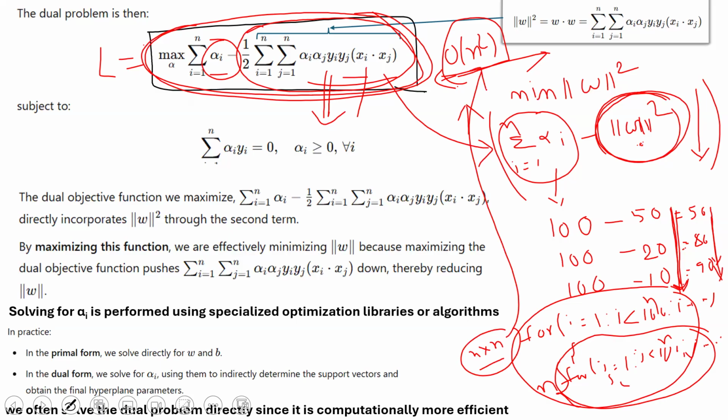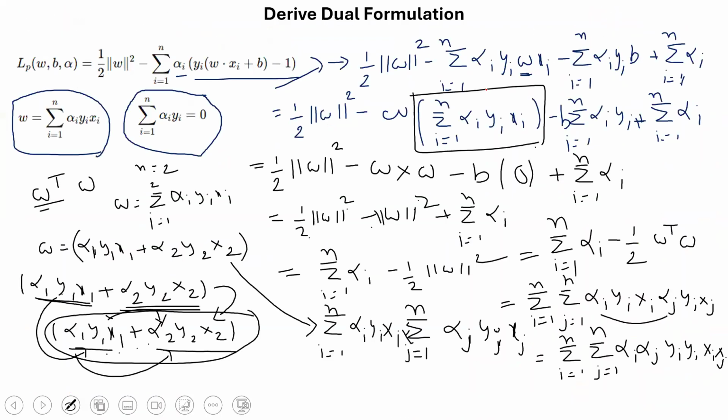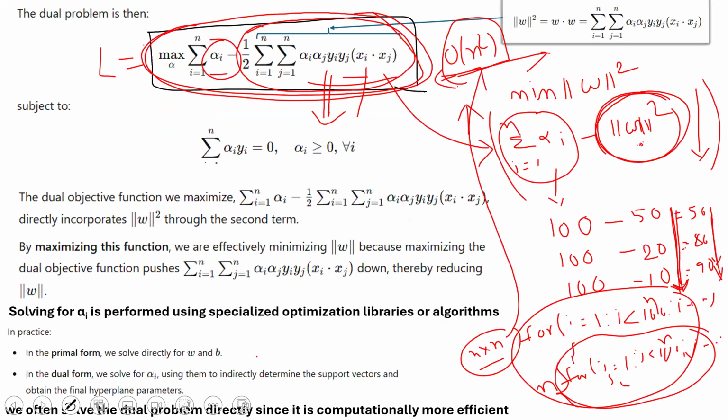Here also you're doing the same thing. You're iterating through i is equal to 1 to n for one of them, and again multiplying every term with the whole term. So this becomes an n square problem. So training of SVM is a little slow.